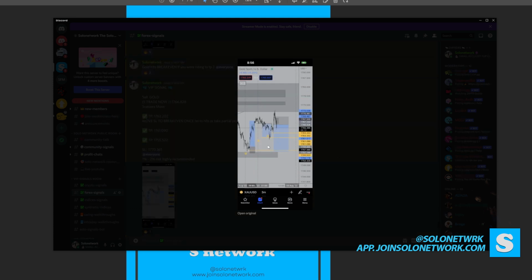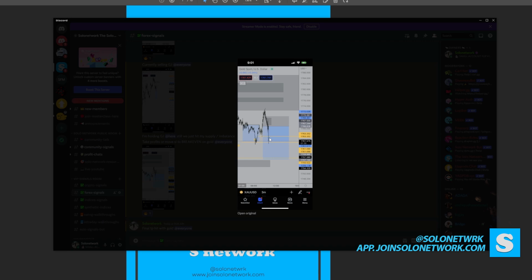Now here I called out another trade for gold. I basically said TP1, TP2. Once we hit TP1 again, we're going to move our stop loss to break even. And as you guys see, TP1 and TP2 got smashed immediately, and then we started to get a little pullback, and I'm going to show you guys what that end result looked like.